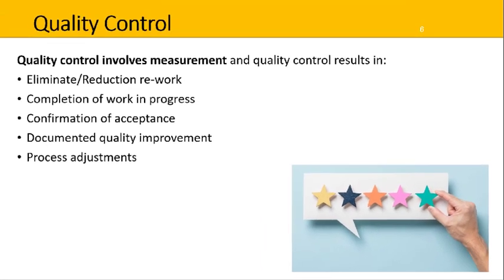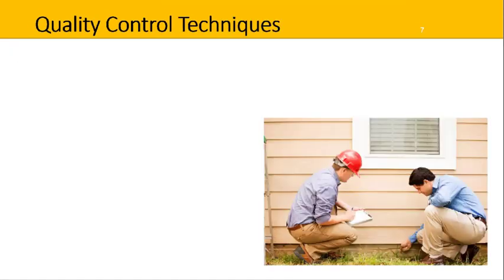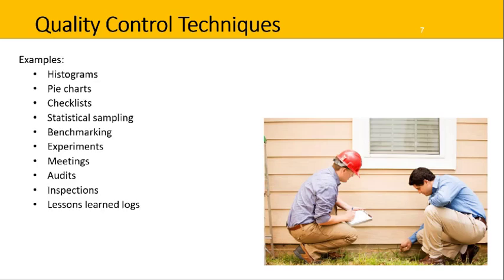We'll now look at some quality control techniques. So here we have a list of typical examples of quality control methods or techniques: histograms, pie charts, checklists, statistical sampling, benchmarking, experiments, having meetings to discuss quality, doing a quality audit, inspections, and using a lessons learned log, which is like a continuous improvement log. We can capture all the different lessons in quality and apply them to this project or to future projects.